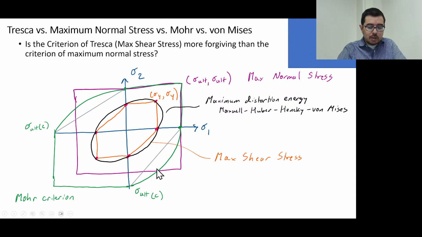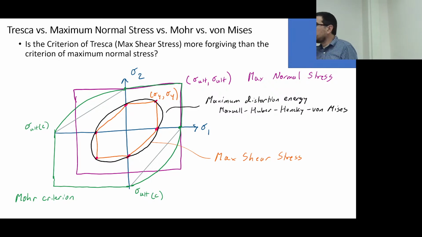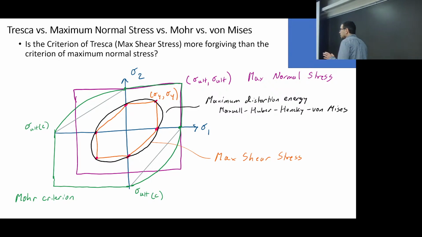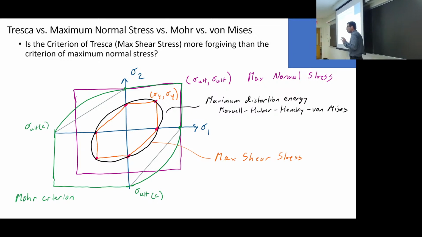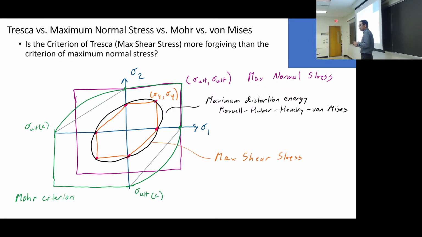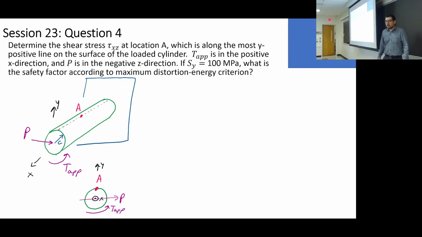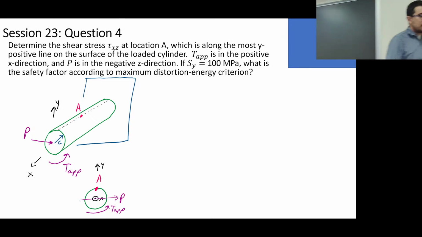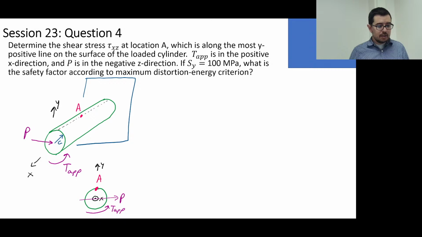All right, and if you have maximum distortion energy, right, that will be more permissive than the Tresca criterion. Is this kind of clear? These are the 4 criteria that we've discussed. This is how they could potentially overlap. And you might need to do some rearranging based on what the ultimate compressive and ultimate tensile strengths are versus what the yield strength of the material is.